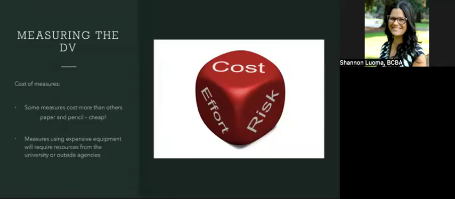And as I mentioned last week, some measures are more costly. When we're using paper and pencil, obviously that's the cheapest way to go. But if you are using any type of equipment or machinery or device, like when we're looking at physiological effects of the body, that equipment's going to be a lot more expensive, right? So researchers are going to need significantly more resources if they're going to do something like that than if we're just collecting paper and pencil data.